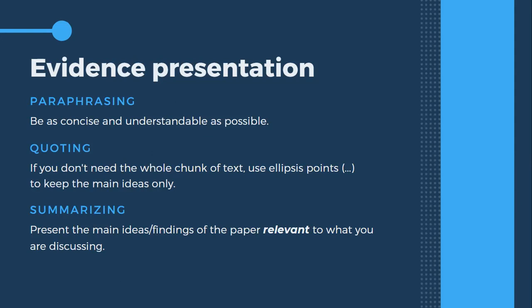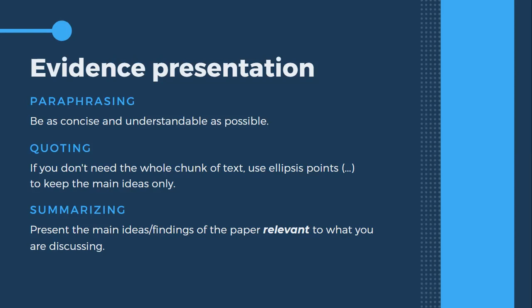So our goal here is to paraphrase in a way that is as concise and understandable as possible. Now, when it comes to quoting, sometimes you don't really want to quote that long chunk of text. Sometimes you just need maybe one or two sentences from that entire paragraph. So what you can do is, in between those sentences, use ellipsis points to skip out all the unnecessary information and keep the main ideas only.